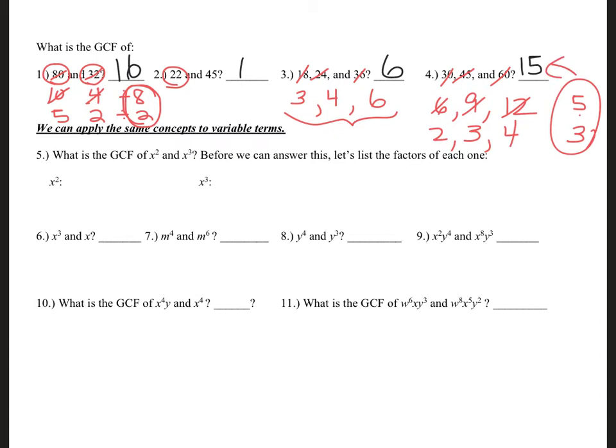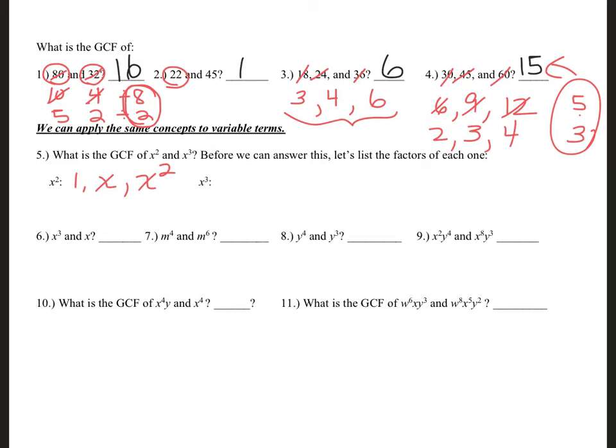Okay? So now let's talk about variables. For variables, thinking about what the GCF of x squared and x to the third is, before we can answer this, we need to list the factors of x squared and x to the third. So starting from the very beginning, x squared can be divided by 1. So 1 is a factor, right? Because x squared divided by 1 is x squared. It also can be divided by x, because x squared divided by x is x. It also can be divided by x squared, because x squared divided by x squared is 1.